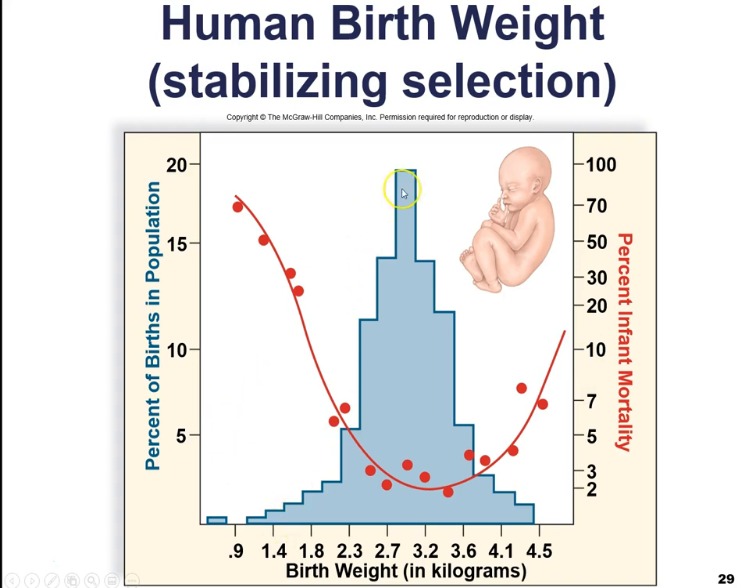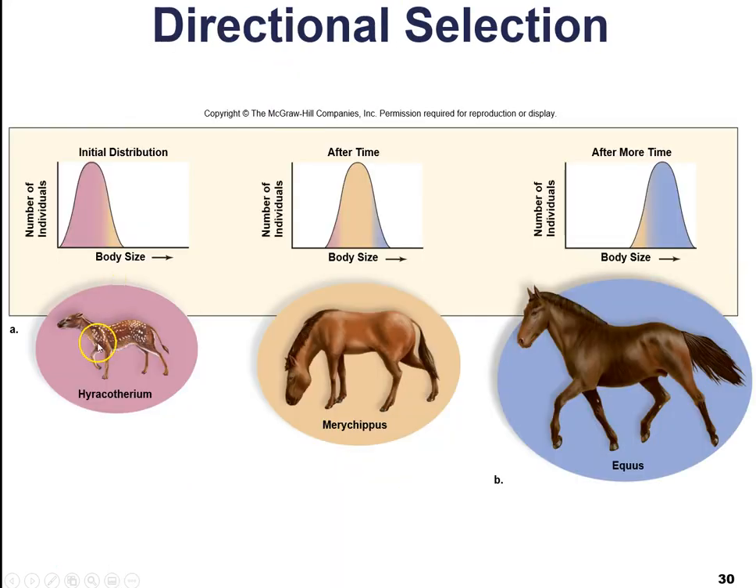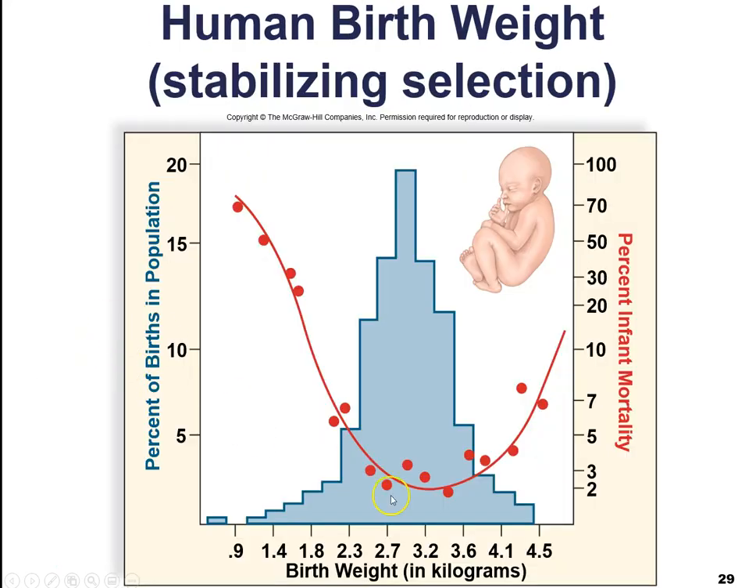Okay, so blue is the percent of births in the population. You can see much more in the intermediate range. And then red is the mortality rate, higher at the low end, and then dips down here and then higher at the high end.